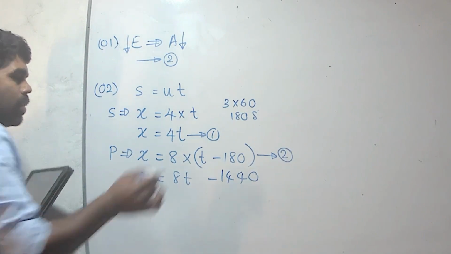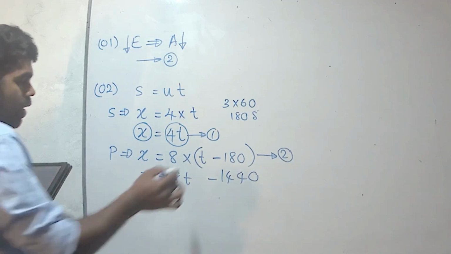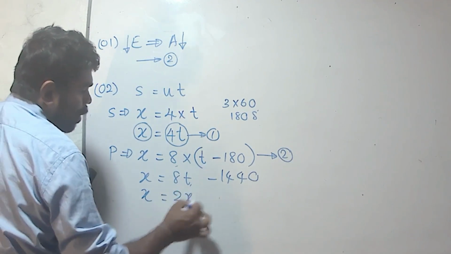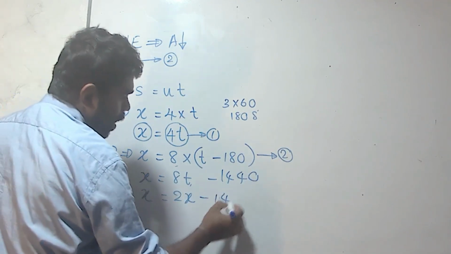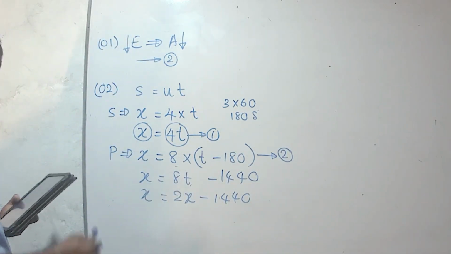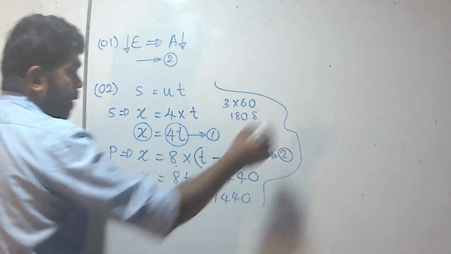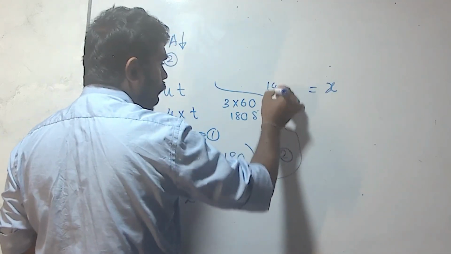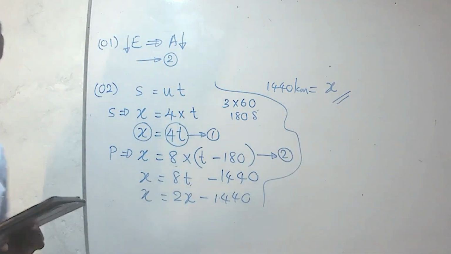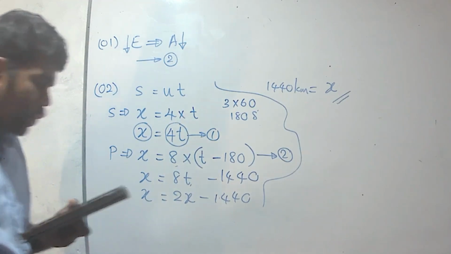Now we can substitute 4t equal to the value of x. Then 8t means 2 times x. Then I will substitute 2x for the 8t value minus 1440. Now we can find the x value by using this equation. x equals 1440 kilometers. We have substituted speed in kilometers per second. Therefore, the answer should be in kilometers. Then the fourth one is the correct answer.